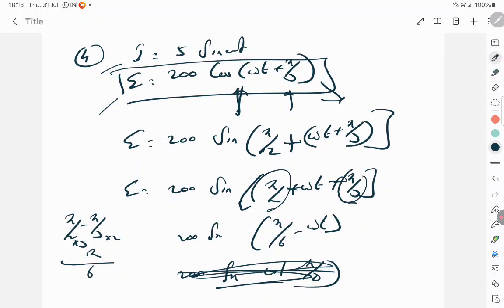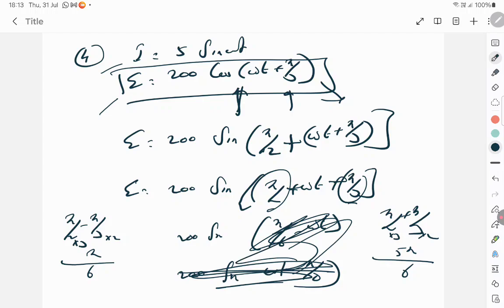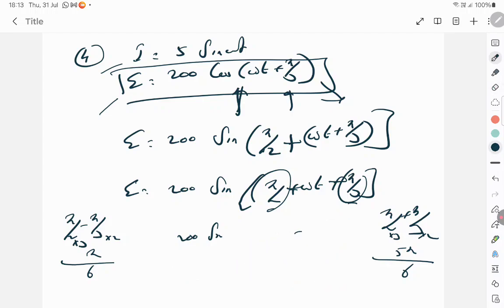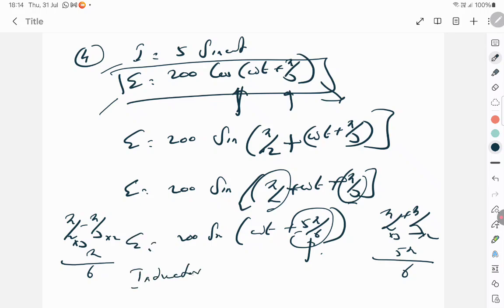Pi by 2 plus pi by 3, 6 is the LCM, this is into 3 and into 2, so it will be 5 pi by 6. So I can also write it as sine of omega t plus 5 pi by 6. So I understand that the EMF is ahead by 5 pi by 6. So you should write it as minus or a plus and then infer. From this, EMF is ahead, current is lagging, which means inductance is dominating. It's not a purely inductive circuit, but it's dominated by inductance. Why? Because it's not 90 degrees for me to say it's purely inductive. Its inductance is dominating in the circuit.